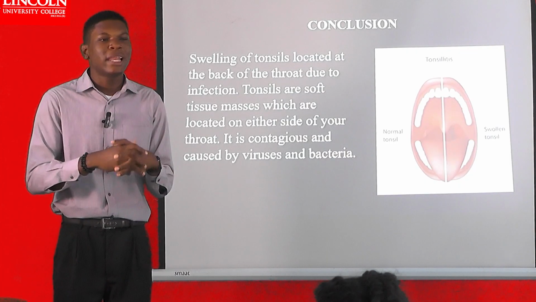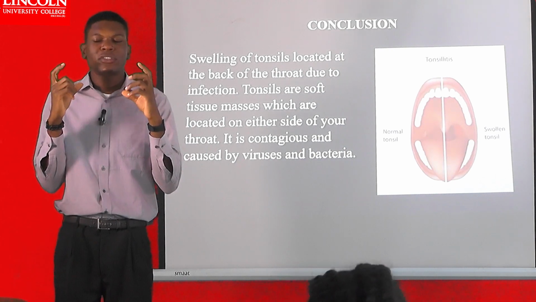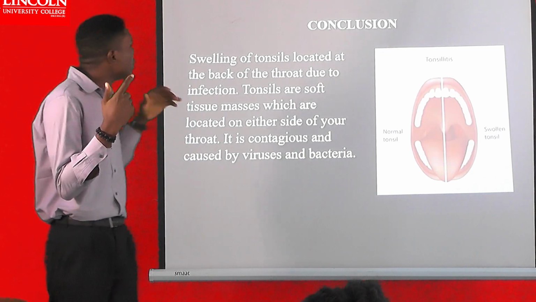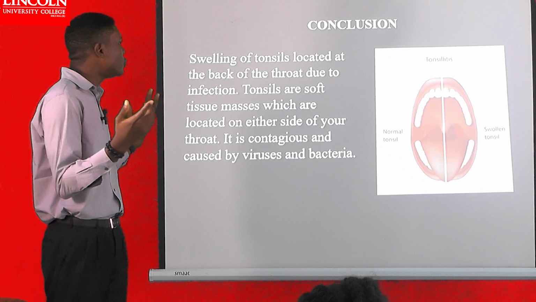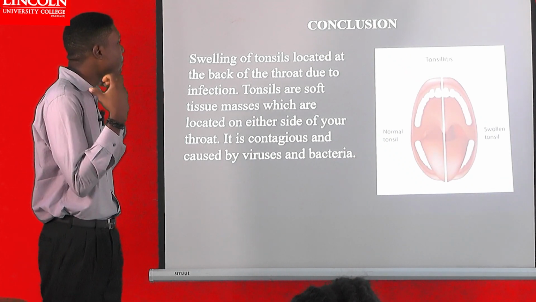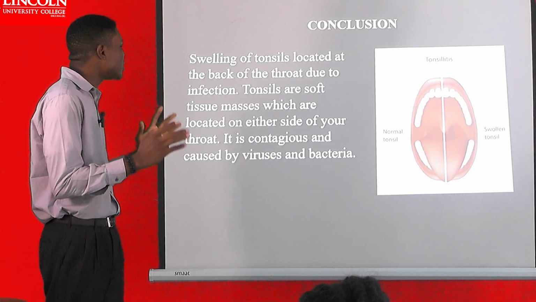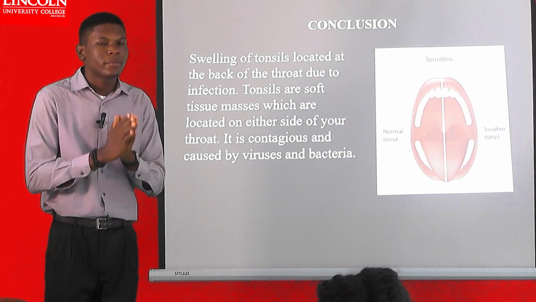So in summary, like I said earlier, tonsillitis is inflammation of the tonsils, and the tonsils are two oval structures found behind the throat. It is swelling of the tonsils located at the back of the throat due to infections. Tonsils are two soft tissue masses located on either side of the throat. It is contagious and caused by viruses and bacteria.